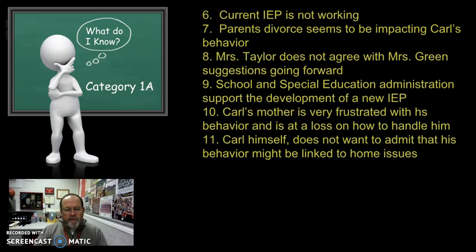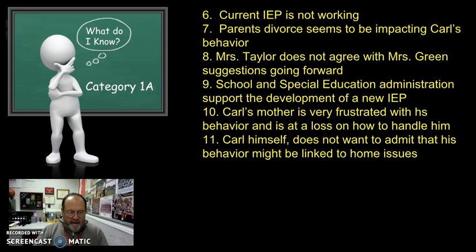One thing we do know is the current IEP is not working. The parents' divorce seems to be impacting Carl's behavior. Mrs. Taylor does not agree with the current IEP, and she wants Carl out of the classroom. She is pretty adamant about that. She feels physically threatened in the classroom because of his actions. The school and the special education administration support the development of a new IEP.